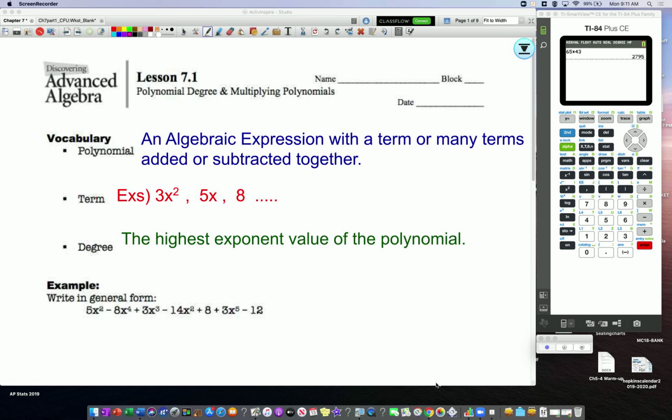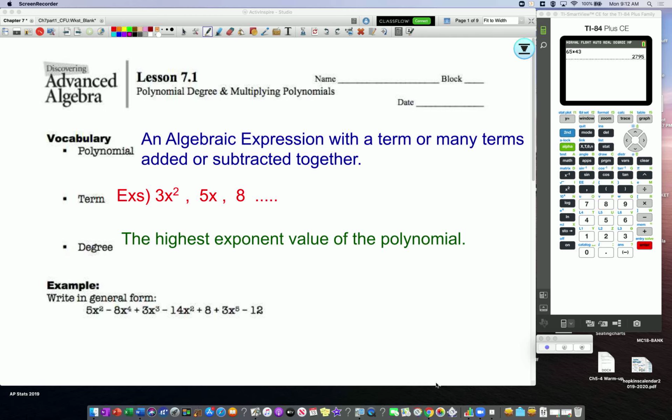So let's talk about the notes here in 7.1, or sometimes I'll refer to this as 7.11, because we'll be doing all sorts of work dealing with multiplying and factoring polynomials here. So today's lesson is going to mainly focus on what is a polynomial and how do we go about multiplying them and writing them correctly in general form.